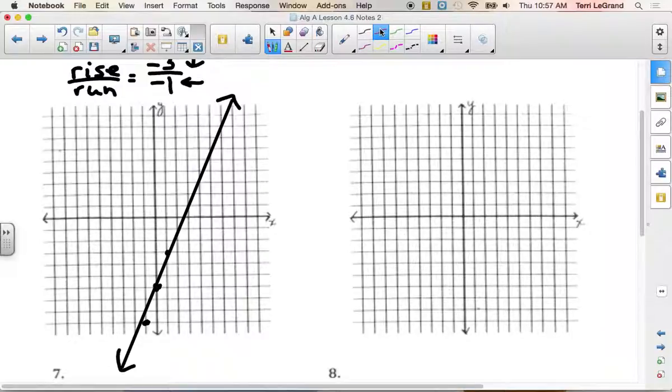Mine didn't work out. What did I do wrong? Oh, my line is just off. When we don't make as many points, that's what happens. Okay, did that happen to you too? Is your point on your line? You got a better line than I did? Yeah, it should be on the line.